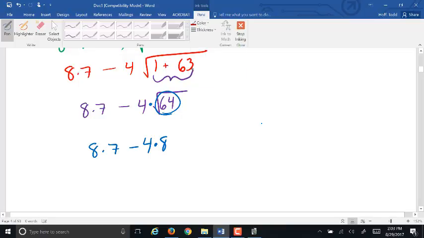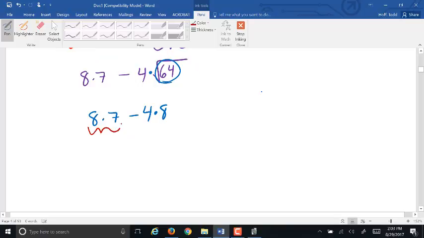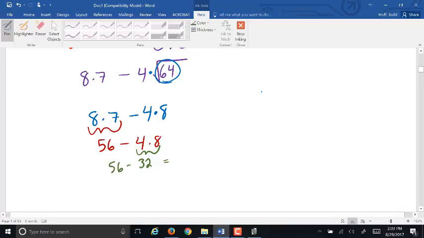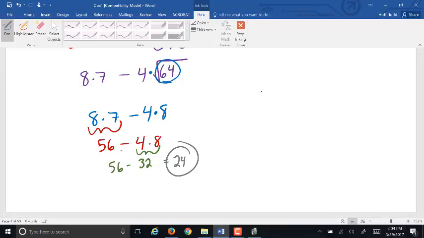Now what? Multiply. Left to right, 8 times 7. 56. Very good. And then 4 times 8 is 32. And finally, yes, 56 minus 32 is 24. Any questions? A lot of work for 24. Yes, you had to square root the 64 when you had it down to a single number inside the root there. Okay.